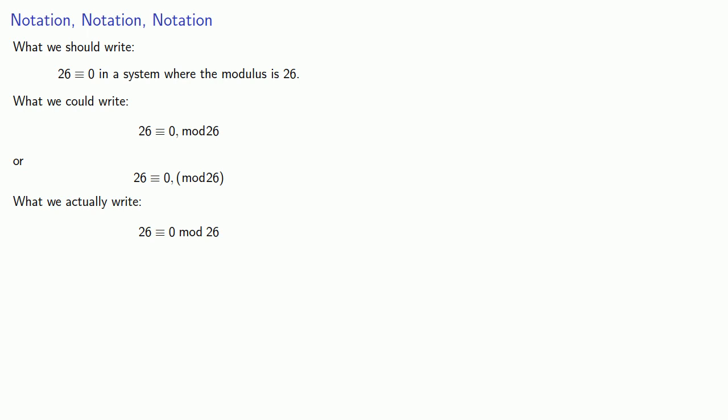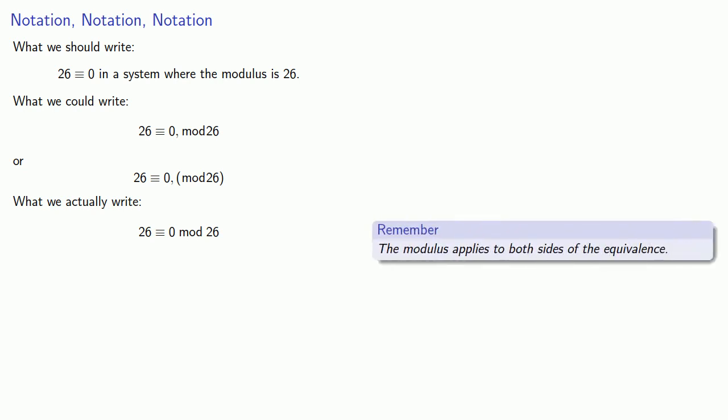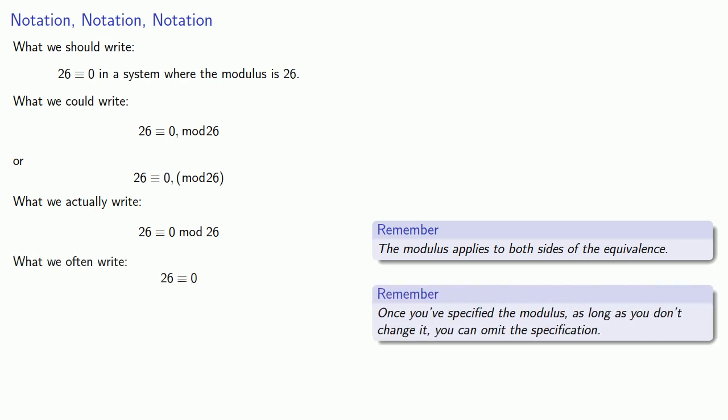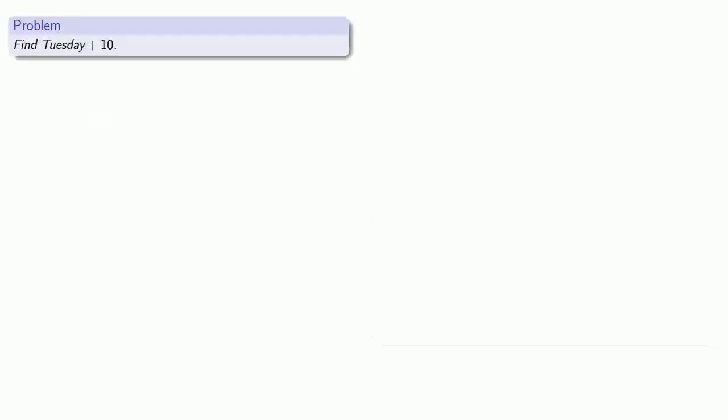And especially when we write it in this form, it's very important to remember that the modulus applies to both sides of the equivalence. Well, again, mathematicians don't like to write down more than we have to, and once we've specified the modulus, as long as you don't change it, you can omit the specification. So, for example, if we're not going to change our modulus of 26, in later statements we can just write the equivalence 26 equivalent to 0. Now, this equivalence is very useful.